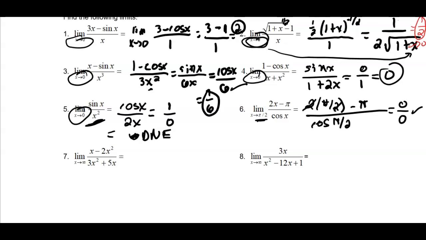This is the important part. The fact that it's indeterminate means we can use L'Hopital's rule even if our x wasn't approaching a 0. So that's not necessary. This is what's necessary if we want to use L'Hopital's rule. So in this case, we do get our 0 over 0.